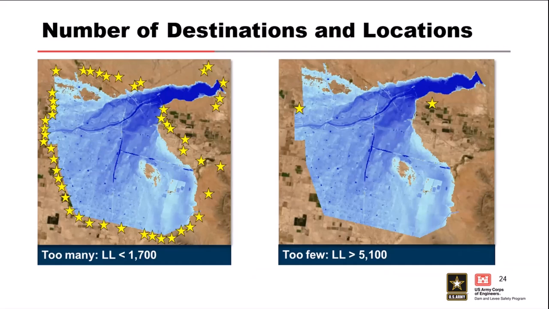Over here, we only have two destinations. We have a destination up here, a destination up here. That's probably not accurate either. Everyone in the town of Deming probably is not going to pick either this one or that one. And so in this case, with too few destinations, we have quite a bit more life loss, right? It's creating a situation where you have a major backup on the roads, taking people forever to get out. By the time the flood comes through, there's a bunch of people sitting in their cars.